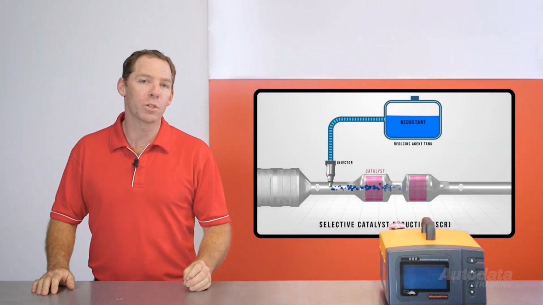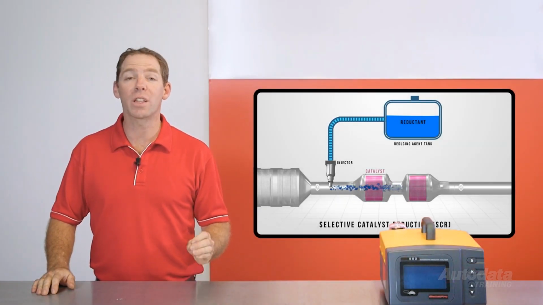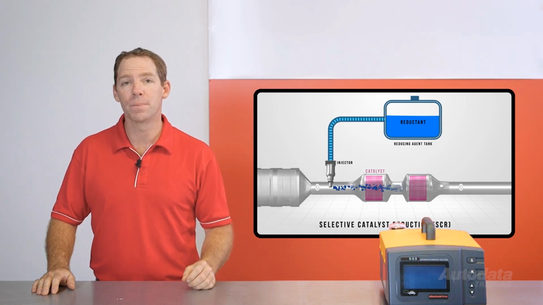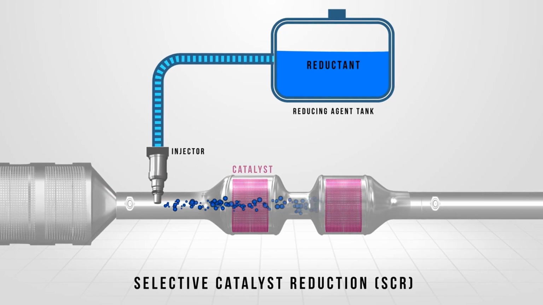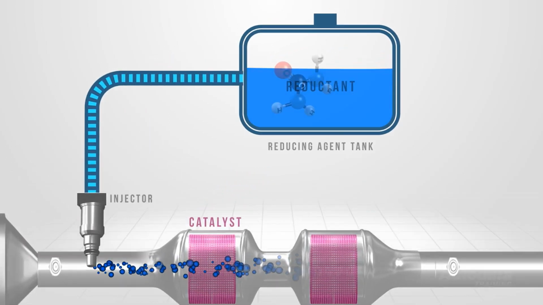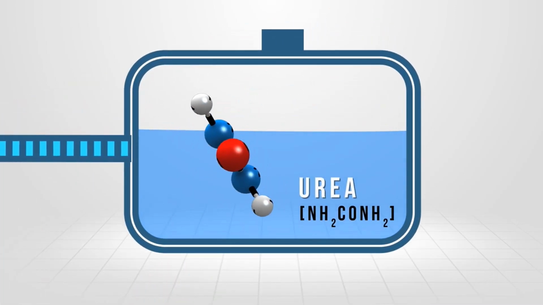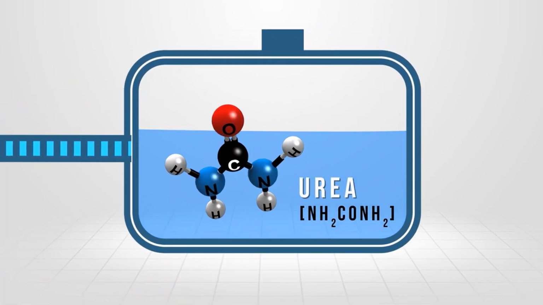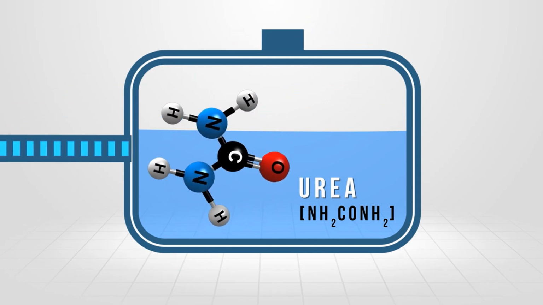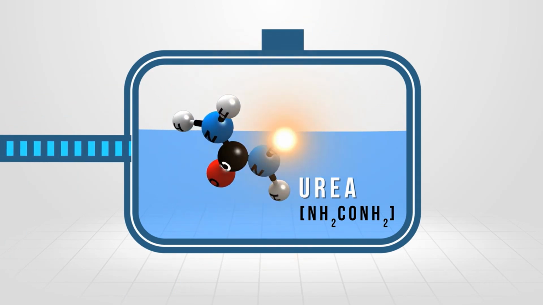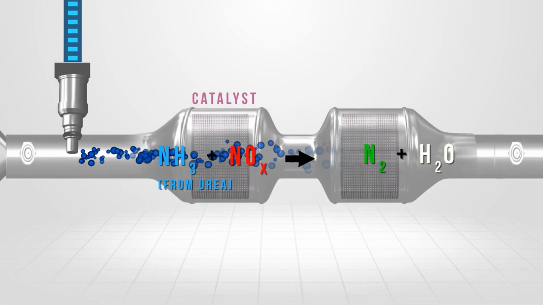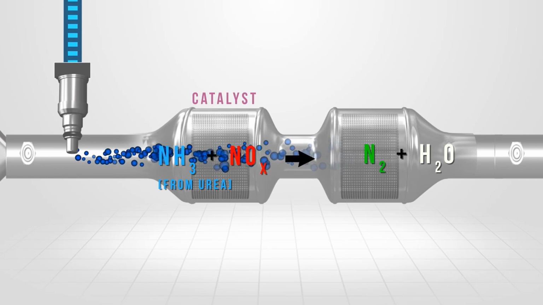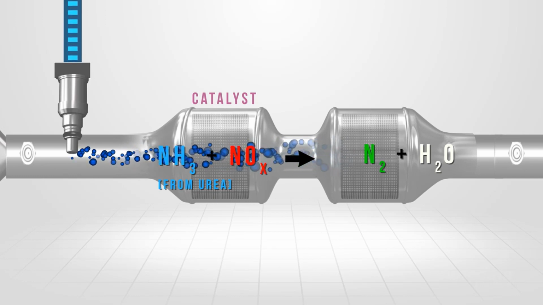To control NOx emissions, many new vehicles use a selective catalyst reduction system. This is a chemical process where a reductant is injected into the exhaust stream and then absorbed by a catalyst. The most common reductant used by manufacturers is known as urea. This is an organic compound containing oxygen, nitrogen, hydrogen and carbon. The reductant removes the oxygen molecules from the NOx and combines it with the hydrogen to form a new compound, H2O.